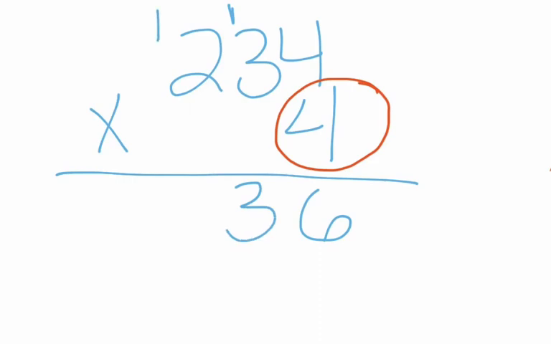And then we have 2 times 4 is 8, plus 1 is 9, making our total 936. And I know that they already had it, but I just wanted to show you how they got that answer. And again, this should not be a new concept for you.